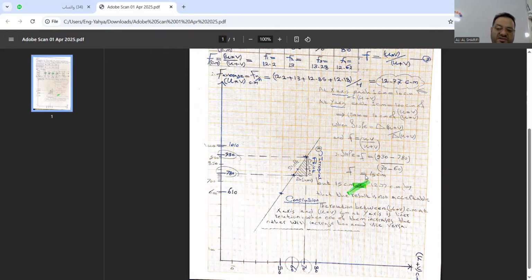Actually, the results are not near each other. By that, I can say the result is not acceptable, but I will say that in the conclusion section: the relation between U plus V in centimeters on the x-axis and U multiplied by V in centimeters on the y-axis is a linear relation. When one of them increases, the other will increase too, and vice versa.